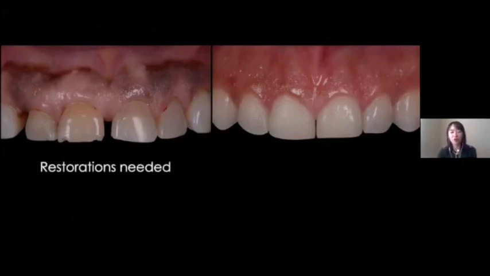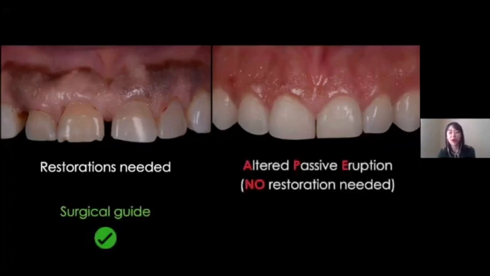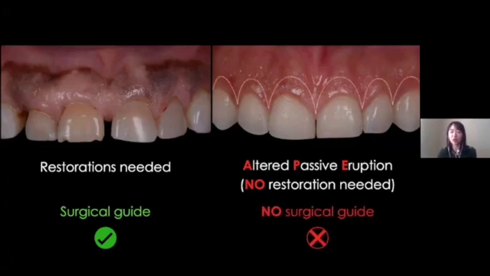For the case on the left, if after aesthetic evaluation you determine that a restoration is needed, then the surgical guide will be fabricated. However, if you diagnose a case of altered passive eruption and there's no restoration needed, and therefore no surgical guide needed, the natural CEJ of the tooth will be your surgical guide.